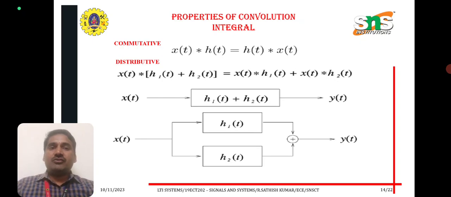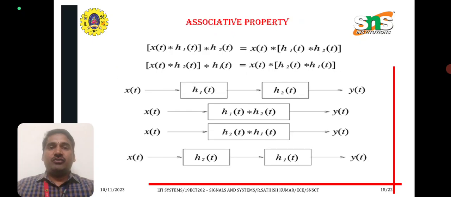Next, the properties of convolution integral: commutative property, associative property and distributive property. Commutative is nothing but x of t convolved with h of t, which is equal to h of t convolved with x of t. Distributive: x of t convolved with h1 of t plus h2 of t, which is equal to x of t convolved with h1 of t plus x of t convolved with h2 of t. The left hand side is the diagrammatic representation; on the right hand side, x of t goes through h1 of t and h2 of t, finally they are summed, which produces the output y of t.